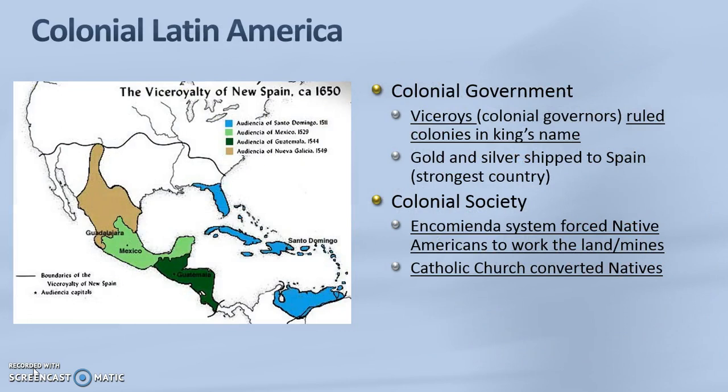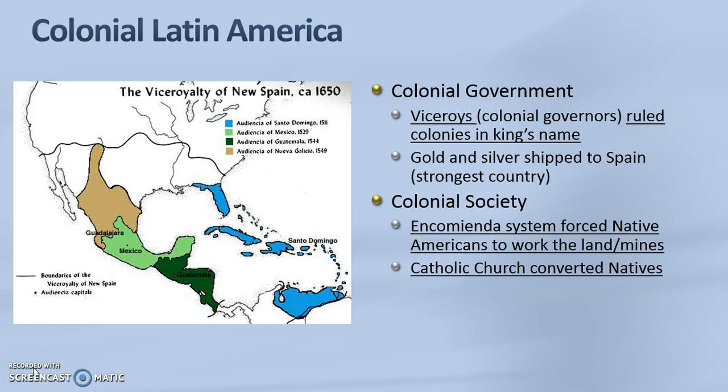So once these areas were conquered and under the control of the Spanish, governments needed to be set up. So these colonial governments were led by viceroys. Those were the governors who were sent by the Spanish king to rule in the king's name. They are going to extract all of the gold and silver from this land and ship it to Spain, which then will become the strongest country in Europe as a result of having these resources.